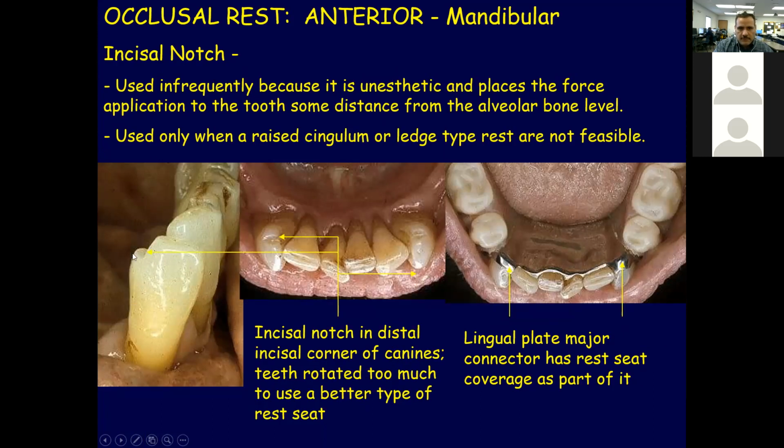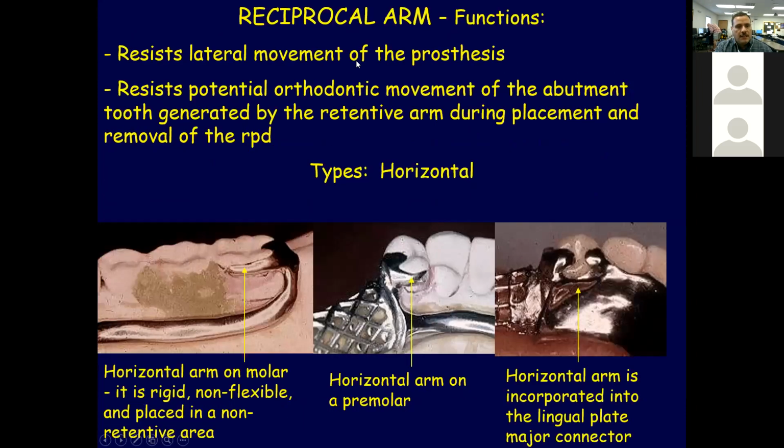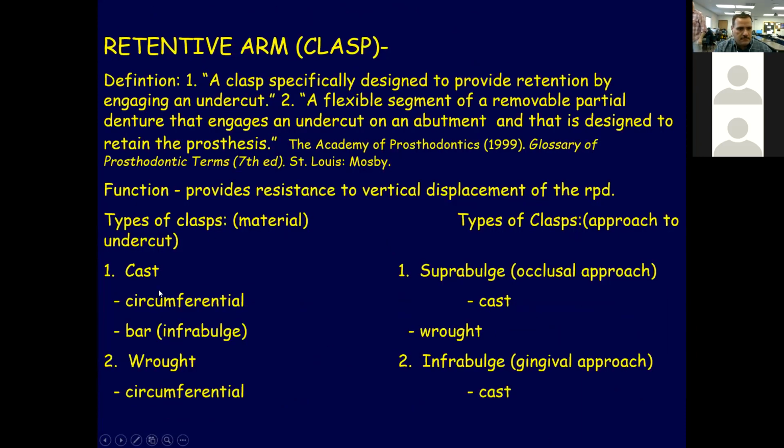Can you see this curve? Yeah, this is where the rest is going to sit. The partial denture, or the rest, is going to rest here. Okay, the reciprocal arm is the arm that will help the clasp arm. I'll send you the other picture. This is the reciprocal arm. There's retentive arms.